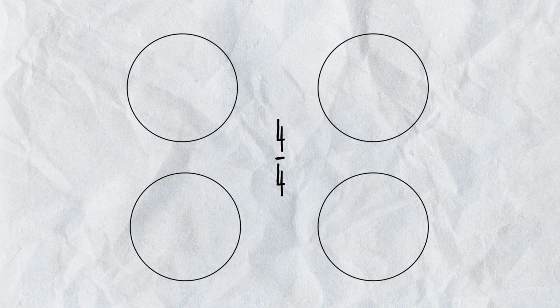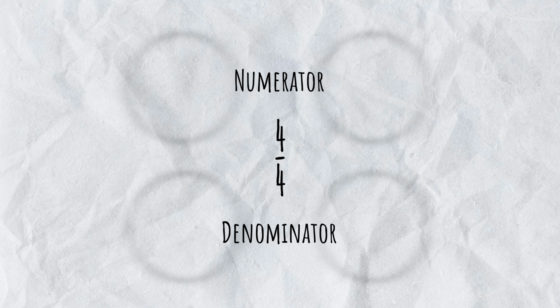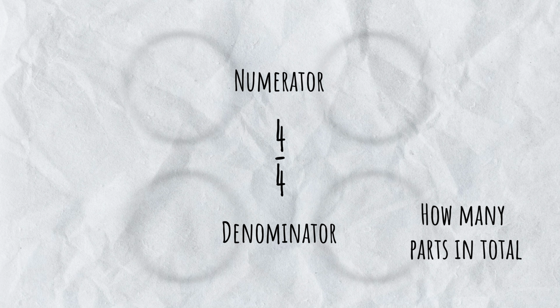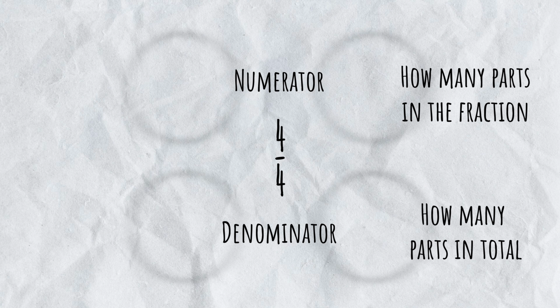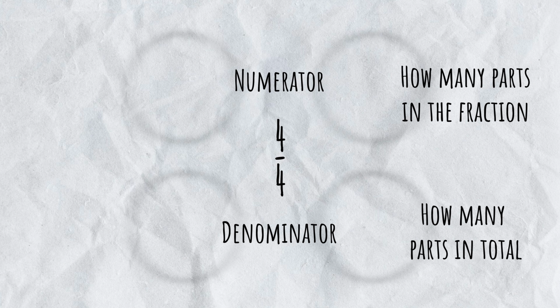So as you can see on the screen, we have 4 out of 4. Now the fraction actually has 2 parts which are very important to remember. First we have the numerator, which is the bit at the top, and the denominator, which is the bit at the bottom. The denominator represents the amount of parts there are altogether, and the top part represents the amount of parts that we have out of the whole, so out of the denominator.